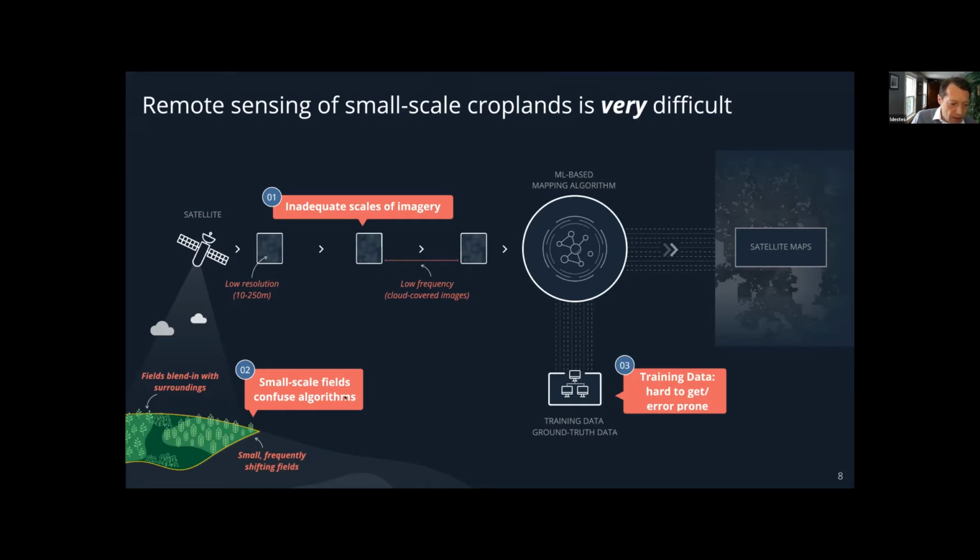Secondly, the characteristics of the fields themselves are pretty confusing for our mapping algorithms. They're small, with indistinct boundaries. They blend in a lot with, particularly, savanna vegetation. So it's a sort of algorithmic challenge, which is compounded by what's already been mentioned, which is the fact that training data are really hard and expensive to get. So these three problems are a big challenge.